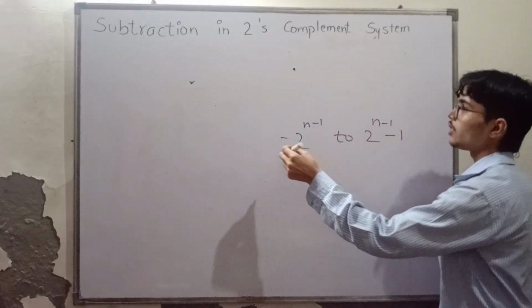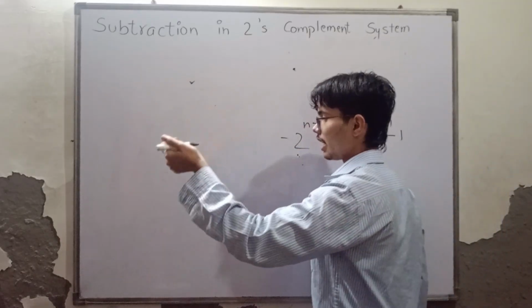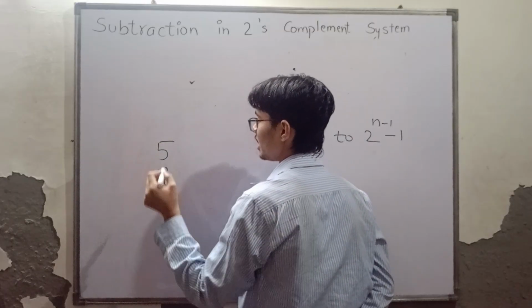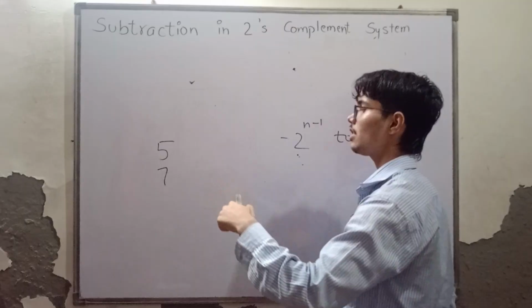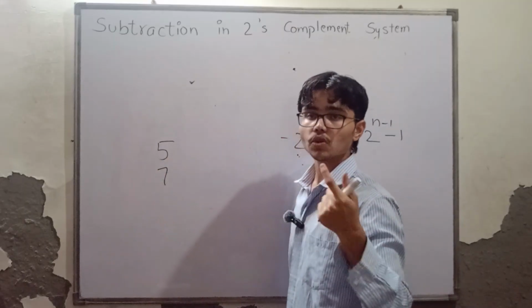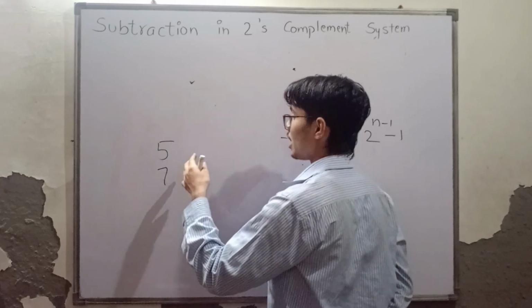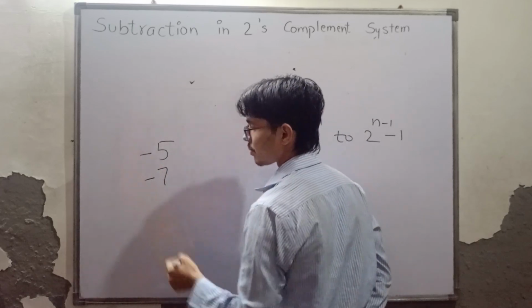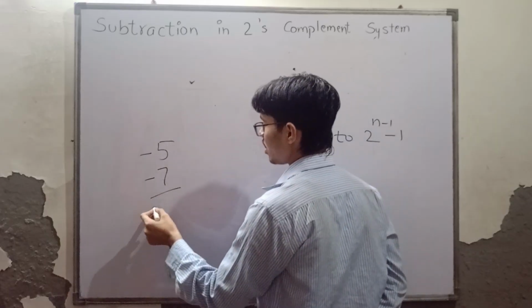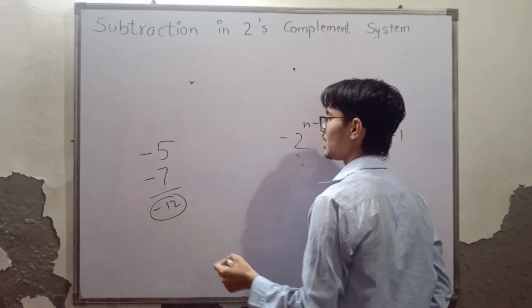So what is the range? We are taking some other numbers, like 5 and 7. We take these two numbers. If we add 7, overflow can come, as the sign is the same. So we are going to do the subtraction here: 7, 8, 9, 10, 11, 12, minus 12. So how can we represent minus 12?